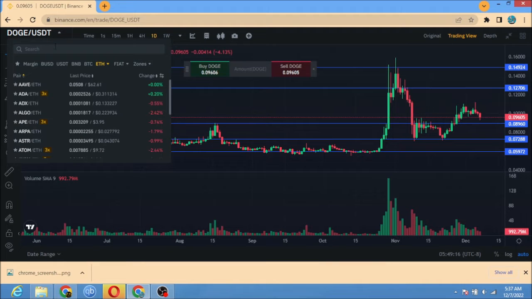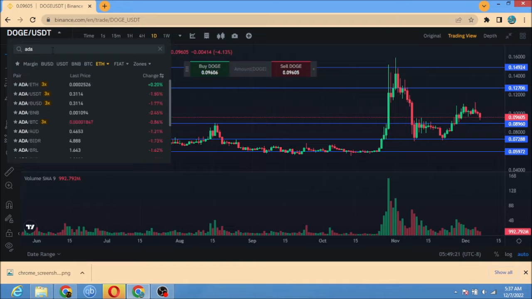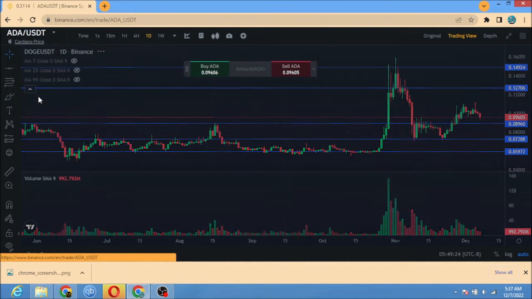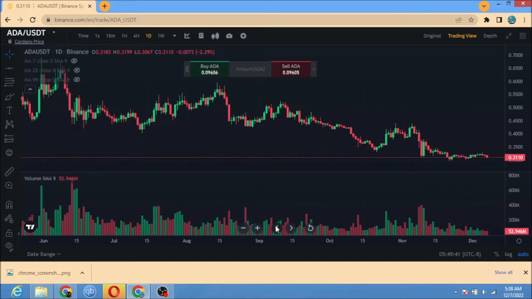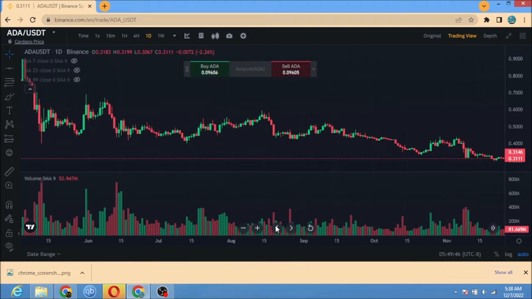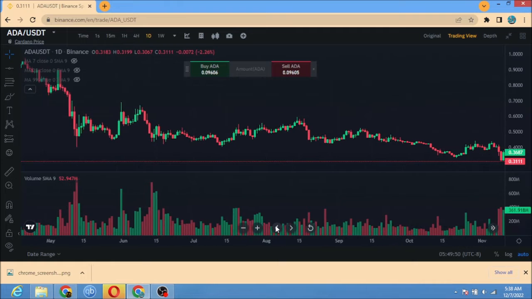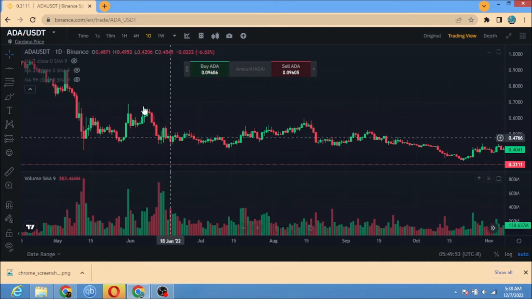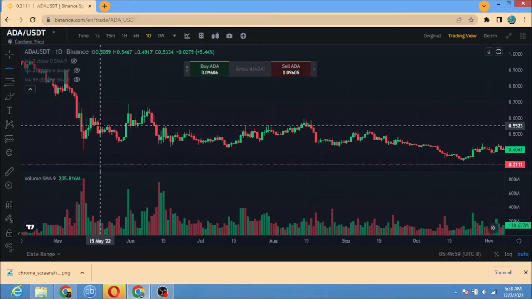Let's get another pair so that you can understand very well. Let's use ADA versus USDT. As you can see, we said that you scroll at least 10 to 15 times. So you're going to scroll 1, 2, 3, 4, 5, 6, 7, 8, 9, 10, 11, 12, 13, 14, 15. You're going to draw the lines which touch only 3 times and above.